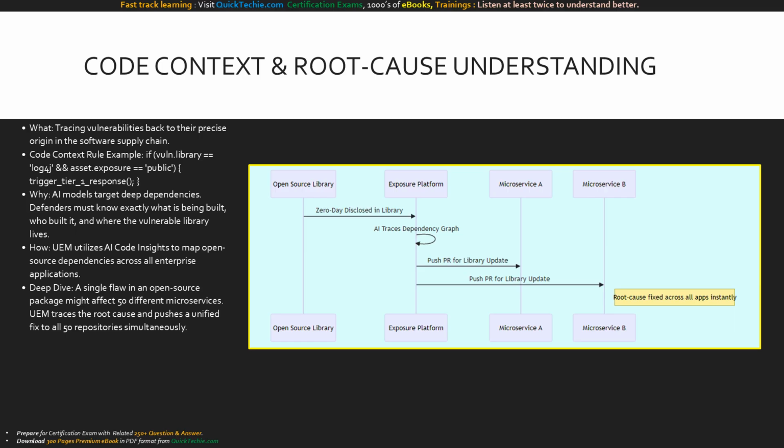This sequence diagram shows root cause resolution in action. A zero-day is disclosed in an open-source library. The exposure platform ingests this and uses AI to trace the entire enterprise dependency graph. It discovers that microservice A and microservice B both use the library. The platform immediately pushes automated pull requests to both repositories, fixing the root cause globally and instantly, rather than waiting for individual teams to discover the flaw.